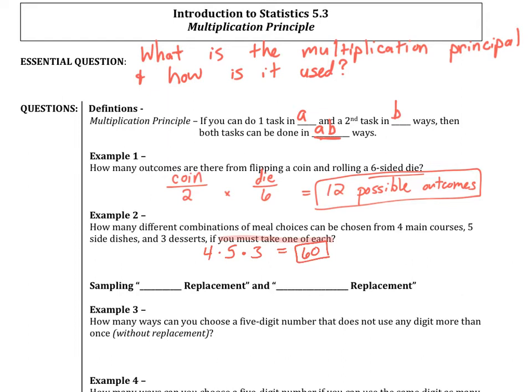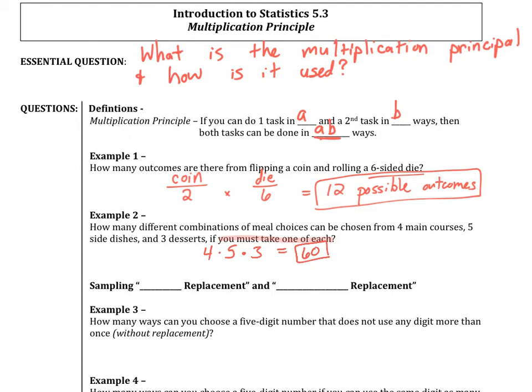So think about when you go to a restaurant and you have options for your main meal, what's your side dish, like fries or potatoes or however you want it, and then there's your dessert options. There's actually probably over 100 options at a lot of places you go to if you use the multiplication principle.